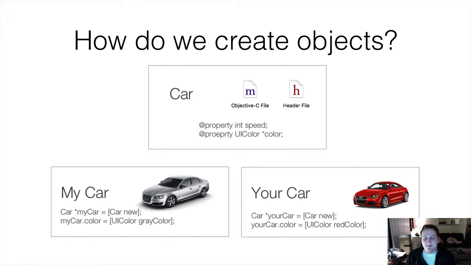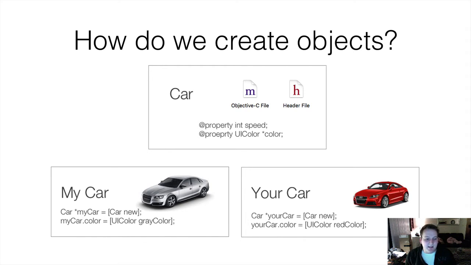So for instance, in this example, our car has a property called speed. So different cars that you make can have different speeds. Our car also has a property called color. Now color can be red, blue, whatever, but a car can have different colors. So we can add a little bit of flexibility with our car class. So we define our car, which I'll show you with our .h and our .m file. And then you can make instances of that object.